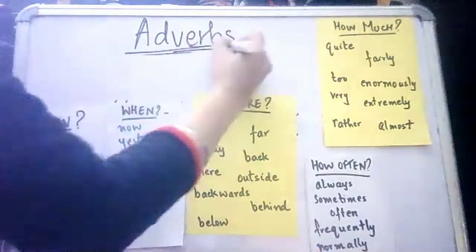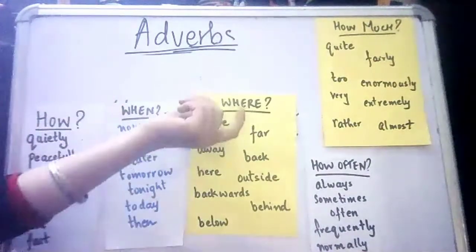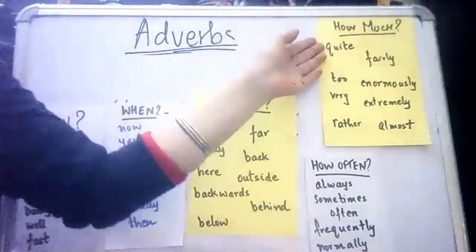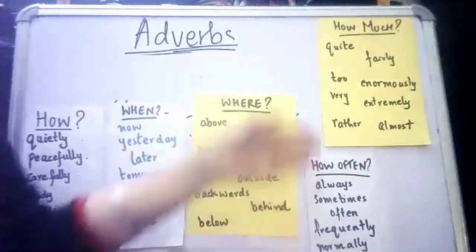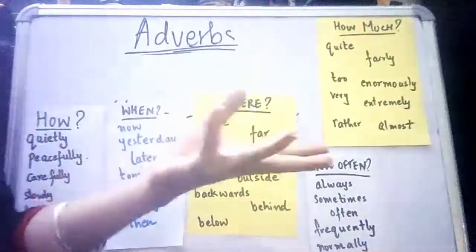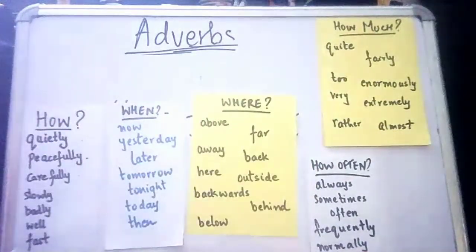This is the purpose of adverbs. How? Then we have when. Then we have where. We have how much. And last but not the least, we have how often. How often an action is taking place.